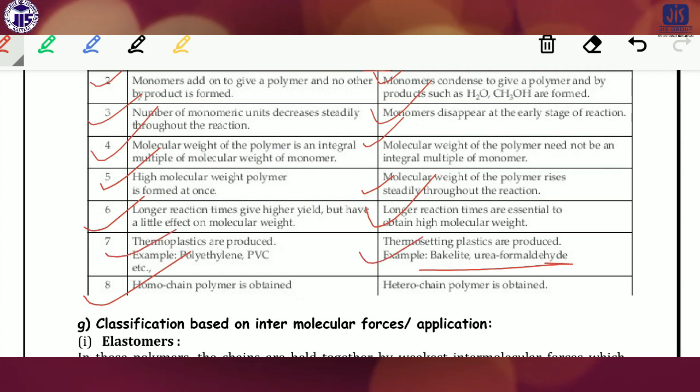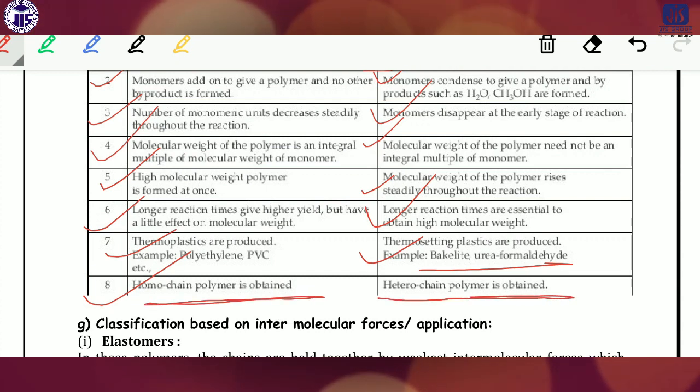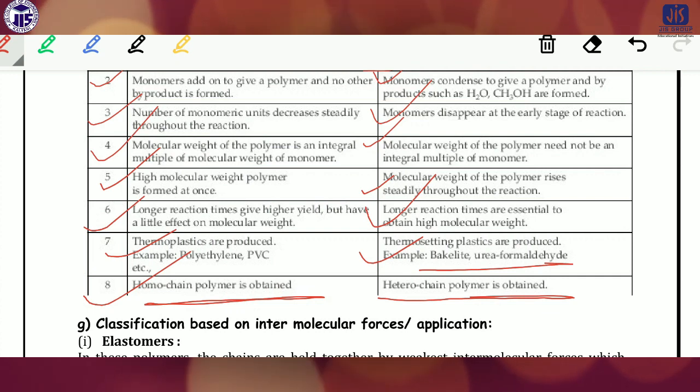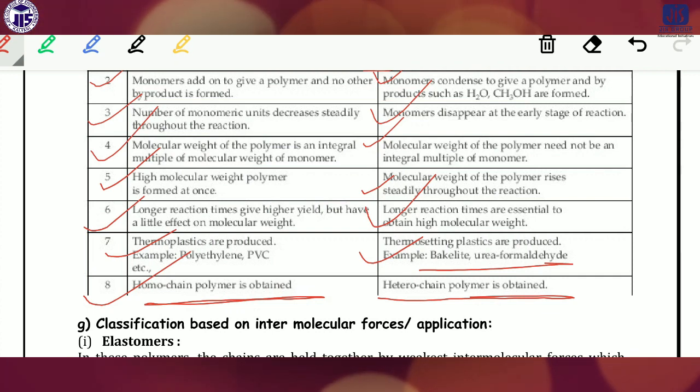So these are all the differences. In addition polymerization a homogeneous polymer is obtained, while in condensation a heterogeneous polymer is obtained, because different kinds of monomers are present. These differences are very important for your exam. You have to keep in mind all these things very carefully. This is a 3 or 4 mark question, so you have to write down all the points sincerely.